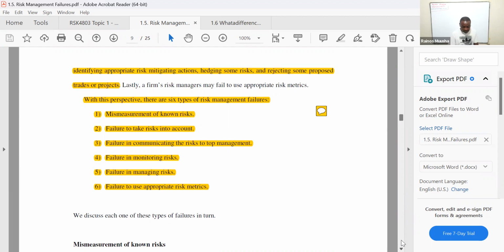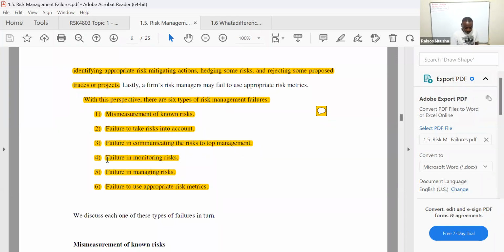So with this perspective, there are 6 types of risk management failures. Please take note of this as possible theory questions that you can be asked in the exam. So here they say there are 6 types of risk management failures. When you look at them, the first one is mismeasurement of known risks. The second one is failure to take risks into account. And the third one is failure in communicating the risks to top management.